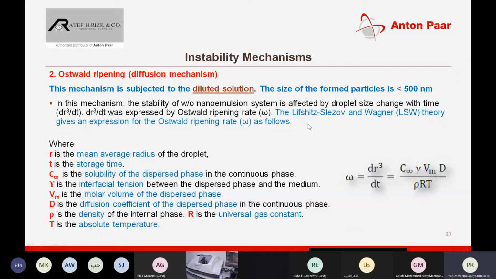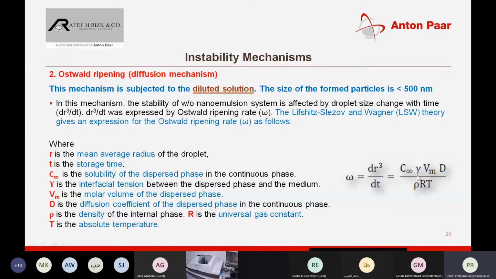The Lifshitz, Slyozov, and Wagner theory gives an expression for the Ostwald ripening rate as follows: dr² = dr³/dt = C∞ × interfacial tension × V_m × D divided by ρRT.